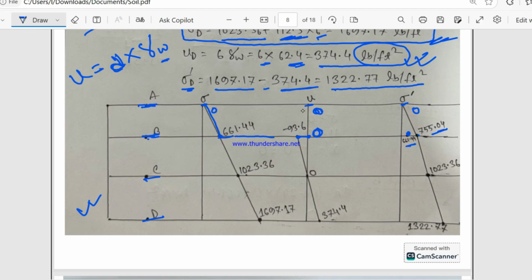Okay, I just draw a line. This is pore water pressure 0, so this is also 0, and this is minus 93.6, and this is 755.04, and at point C the total stress is here, and at point C pore water pressure is also 0, and effective stress is 1023.36. Okay, I just adjust the line through the points.